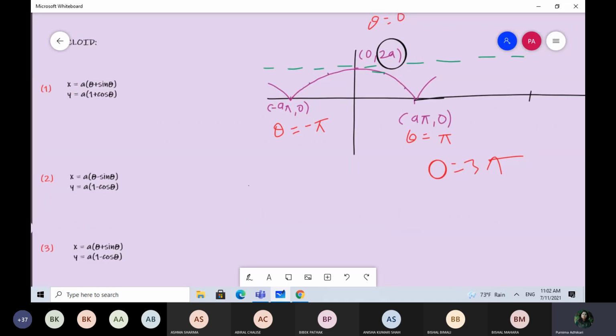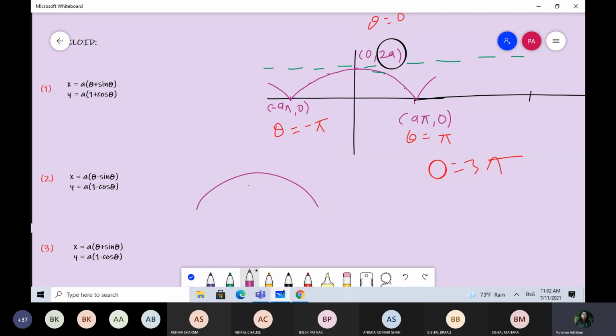When you have both signs the same, either plus plus or minus minus, your cycloid will be facing downward. Okay, facing downward. So our first cycloid is facing downward, it bends downward. Facing upward means like this. Okay, facing upward will be like this.